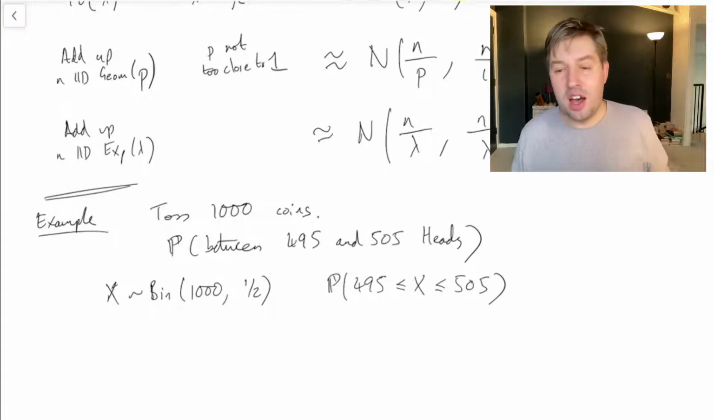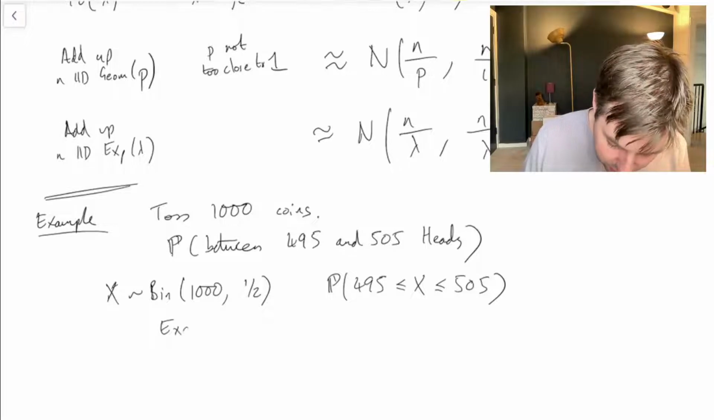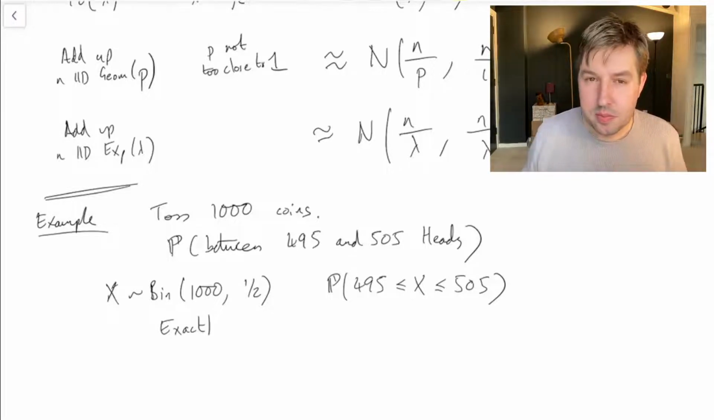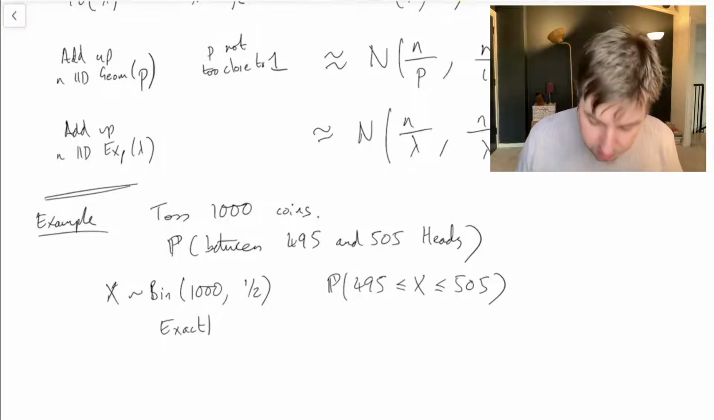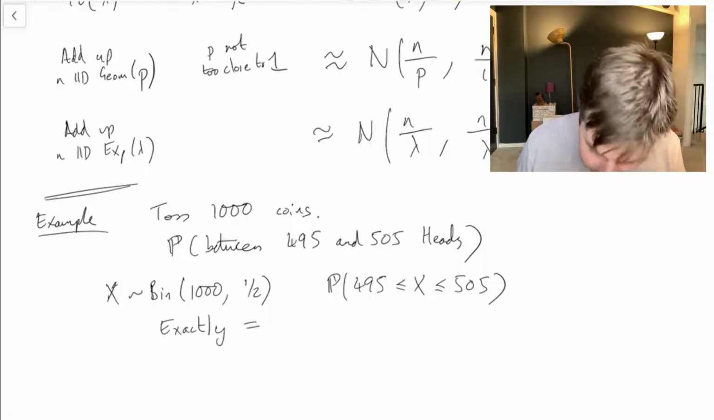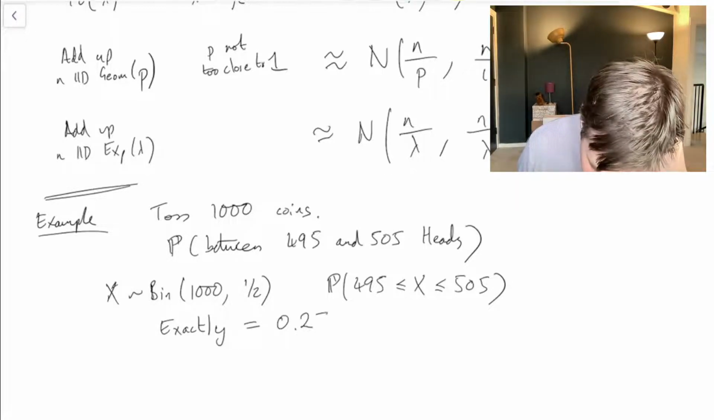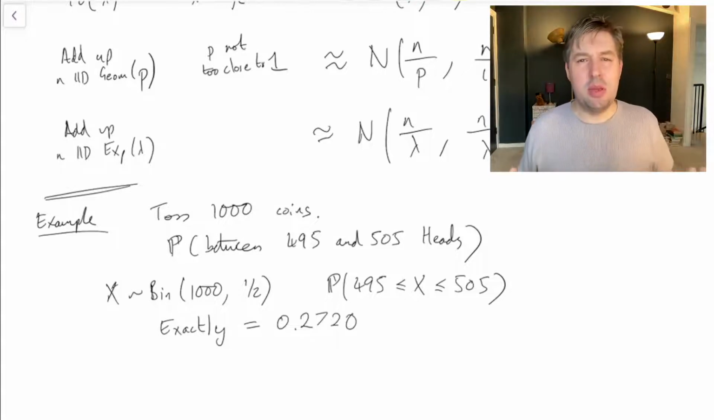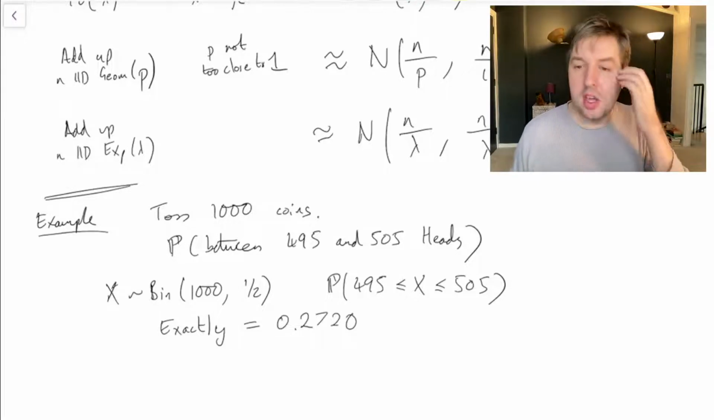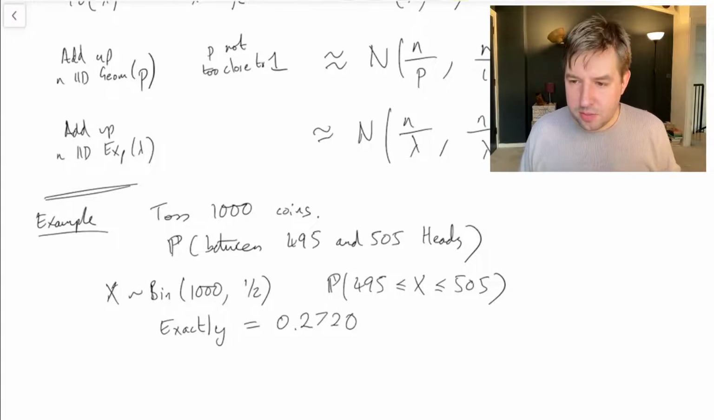So obviously, if you've got r, you can calculate this exactly. And in the notes, I show you what commands I used in R. But it turns out the answer is exactly 0.2720. So, a little bit more than a quarter chance of getting very close to 500 heads and 500 tails.